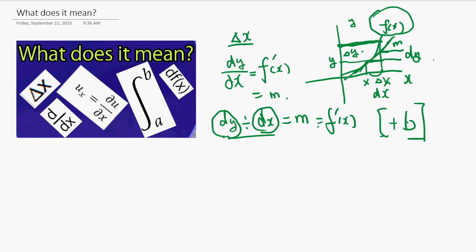That means you have to move the coordinate origin to this point and make a new coordinate dx and dy, and this equation means in this new coordinate it's a linear function without b. Okay, that's what it is. This divided by this.